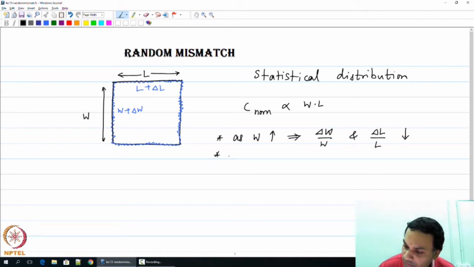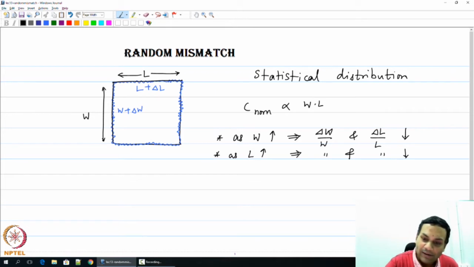Similarly, you will see the same effect if you increase the value of the length of the plate also. So this means, of course, that if you want to reduce the relative value of delta W and delta L, you have to make sure that the area of the plate is as large as possible. Now in some cases this is obviously not easily possible, because now you need to find some way to compensate for the increased value of the capacitance.